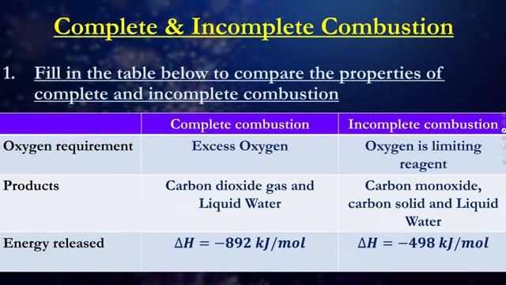Let's have a look. Okay, so for a complete combustion to occur, you need excess amount of oxygen. For an incomplete combustion to occur, oxygen is the limiting reagent. We talked about what limiting reagents are. They're the things that prevent a greater yield of product. So what products do we get in a complete combustion? Carbon dioxide, liquid water.